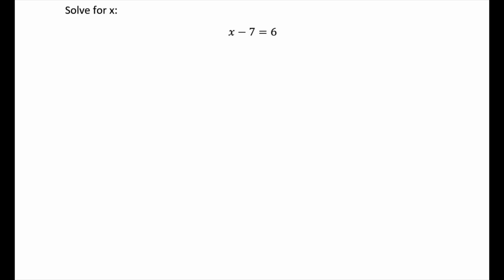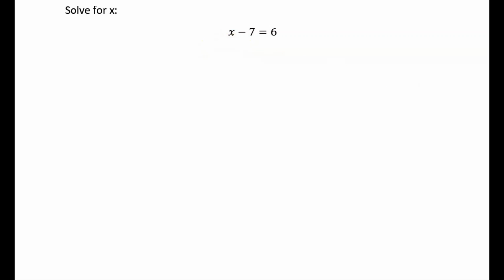Now here's a really simple example of an algebraic expression, and what it basically says is I'm thinking of a number, let's call this x, and if I subtract 7 from this number I will get 6. So how can I figure out what this x is?